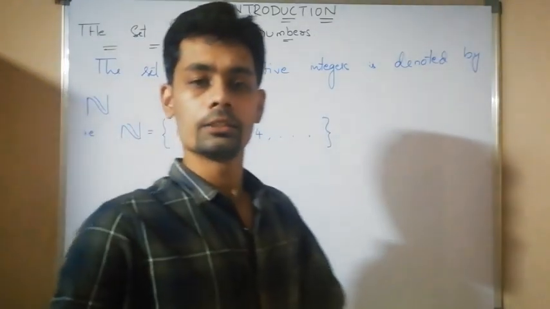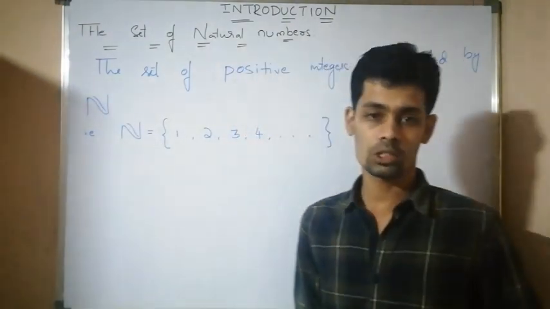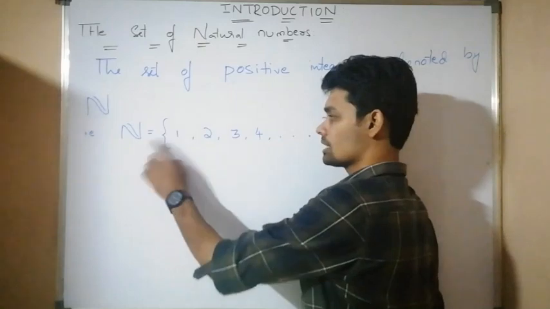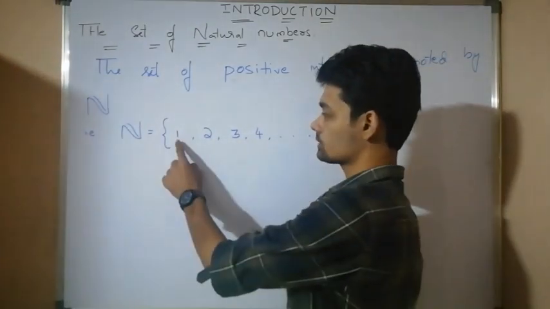There are some properties of the natural numbers. We can say the first property: the set of all natural numbers contains 1.